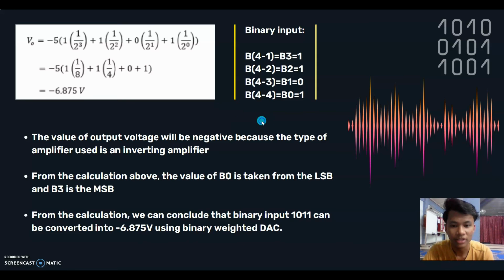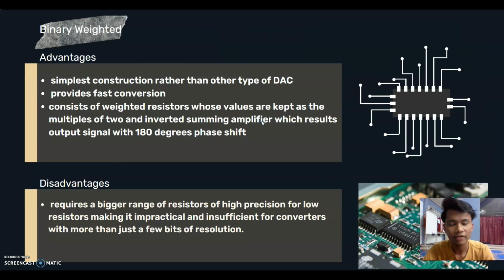So what are the advantages of using this DAC? First, it is the simplest construction compared to other types of DAC and provides fast conversion. So there are also disadvantages of using this type of DAC, which is it requires a big range of resistors of high precision for low resistor, making it impractical and insufficient for converters with more than just a few bits of resolution.